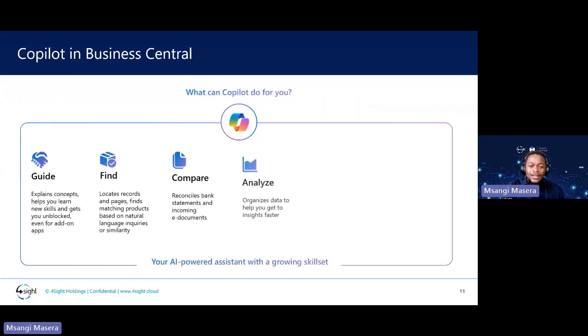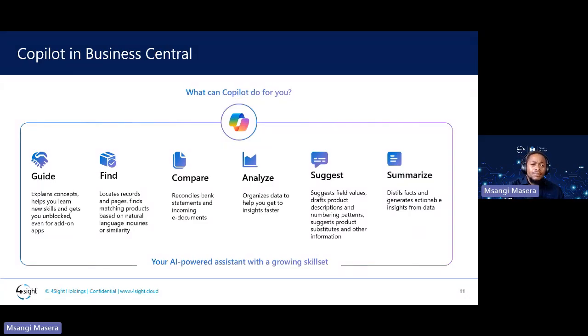And of course, specifically for Business Central in AI business applications, it can give you guidance. It can help you find information in the large ERP system, help you with bank reconciliation, help you analyze your long list of items and ledger entries, help you suggest items and key in fields real quickly, and give you a summary of your master data.